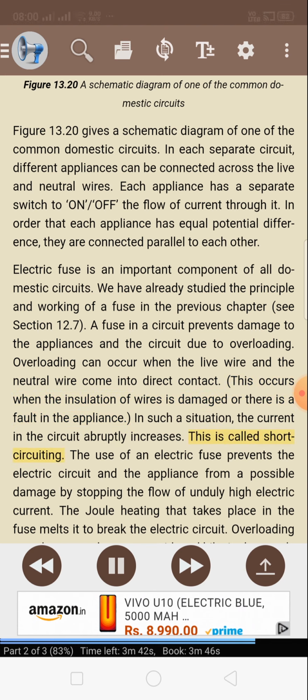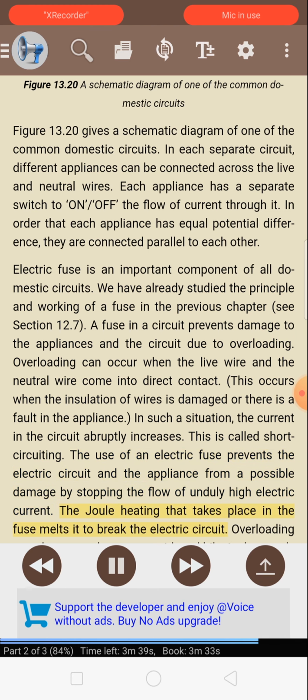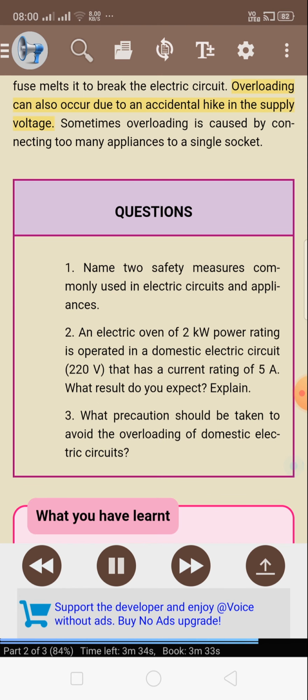This is called short-circuiting. The use of an electric fuse prevents the electric circuit and the appliance from a possible damage by stopping the flow of unduly high electric current. The joule heating that takes place in the fuse melts it to break the electric circuit. Overloading can also occur due to an accidental hike in the supply voltage. Sometimes overloading is caused by connecting too many appliances to a single socket.